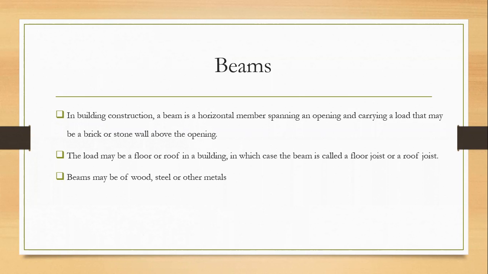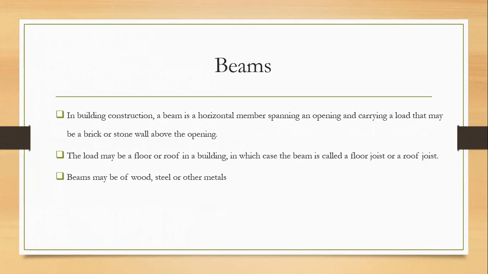So for example, what we may be talking about would be column type structures that would be horizontal overhead, holding up a roof, for example, or a ceiling. And these structures would be connected to the wall, they would be anchored to the wall. So the load may be a floor, for example, or a roof in the building. And this is what we call a floor joist or a roof joist.